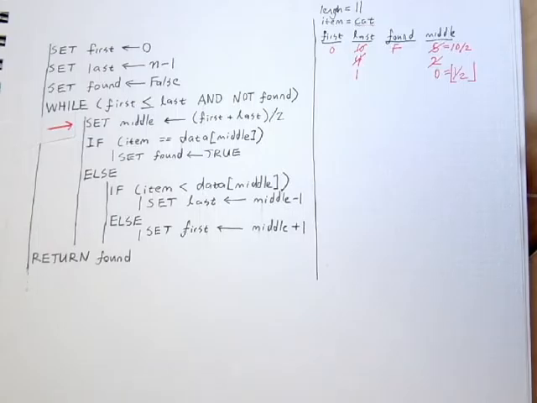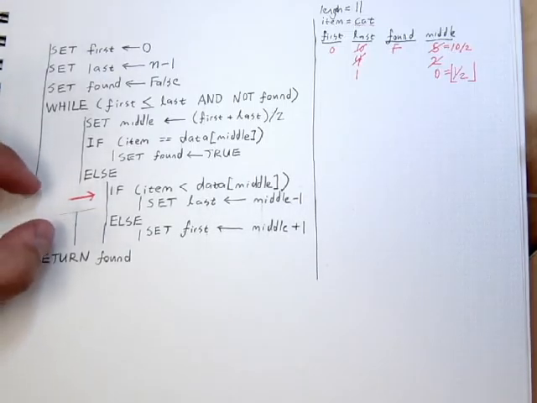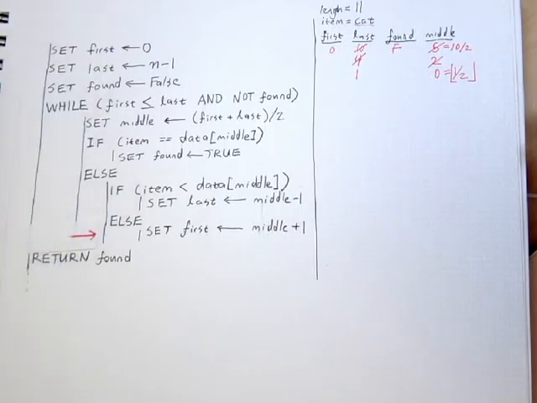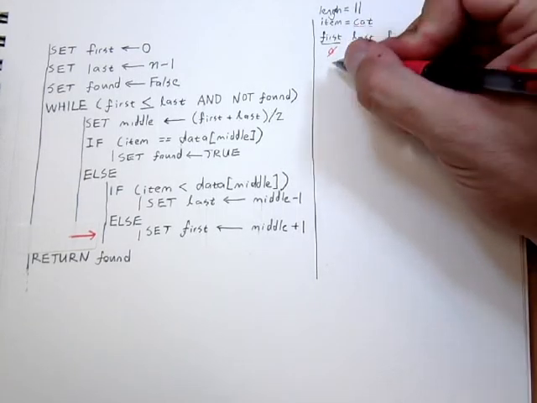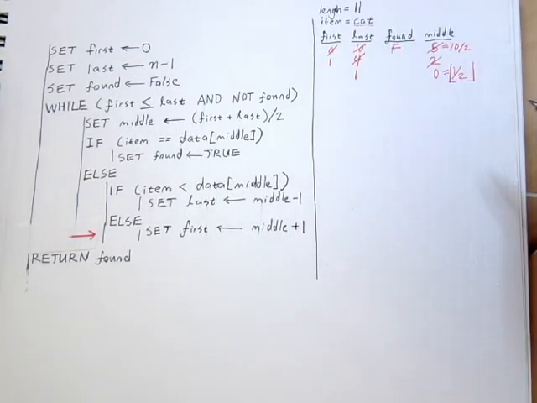If item equals data middle, does cat equal ant? It does not. So we skip that. Else, if item is less than data middle, is cat less than ant? Does cat come before ant in alphabetical order? It does not. So we skip that and we go to the else block. We set first to middle plus 1. So middle stays at 0 and first becomes middle plus 1. So now first equals last equals 1. And we repeat the loop.